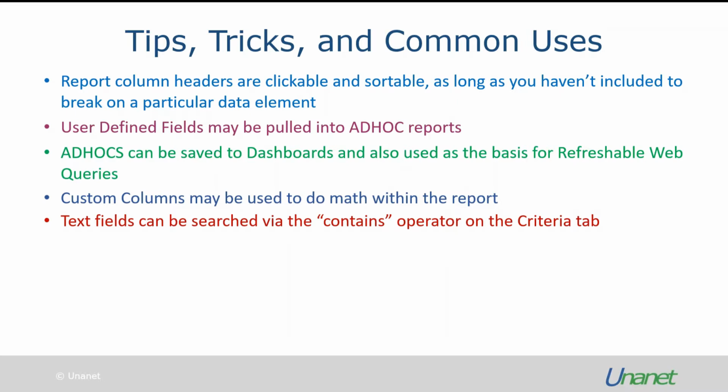The text fields can be searched via the contains operator in the criteria tab. So remember when we had that criteria, we said we could do equal to, not equal to, greater than, less than, but the contains, you might be wanting to run a report for everything that contains June in it. So you could do that and look for something that contains the word June. And so that's another thing that you can do.